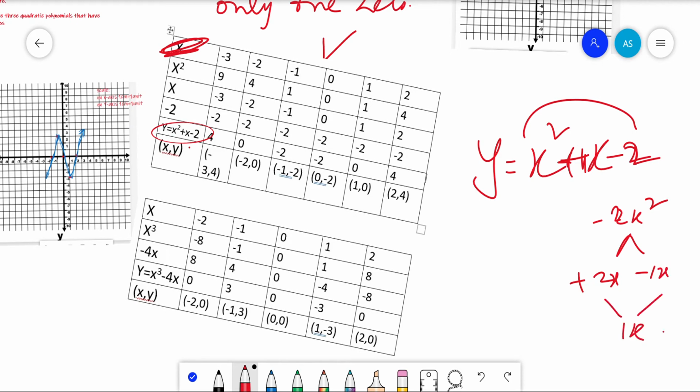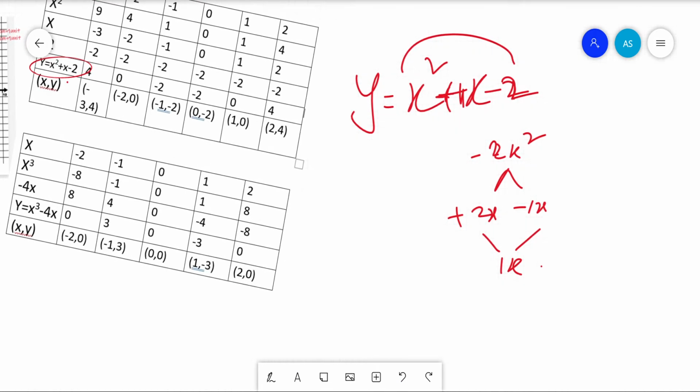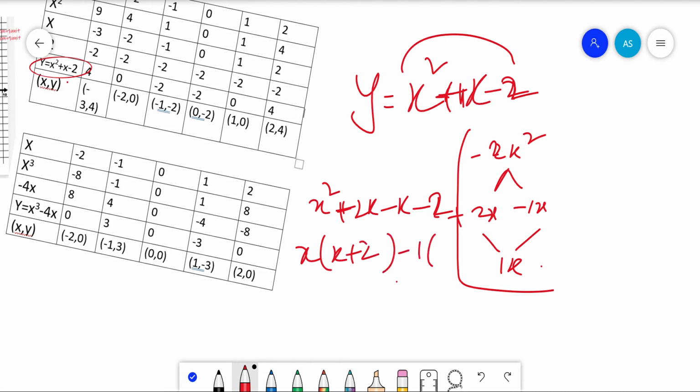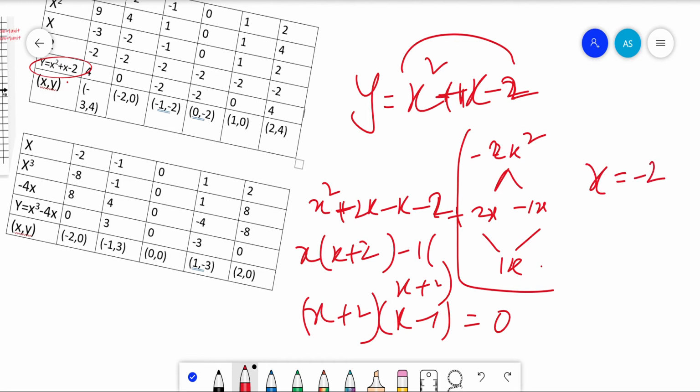So x square plus x can be replaced by 2x minus x, and minus 2 you will write. Then x common, x plus 2, minus 1 common, x plus 2. So x plus 2 into x minus 1 is equal to 0. So the x values are minus 2 comma 1.